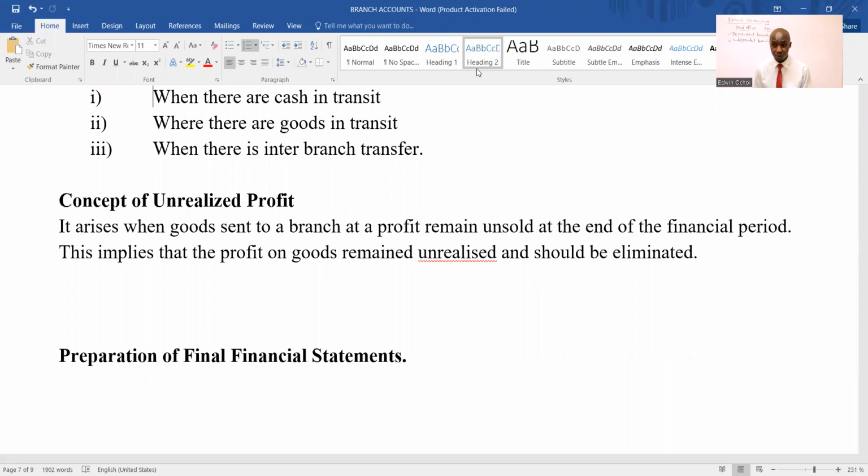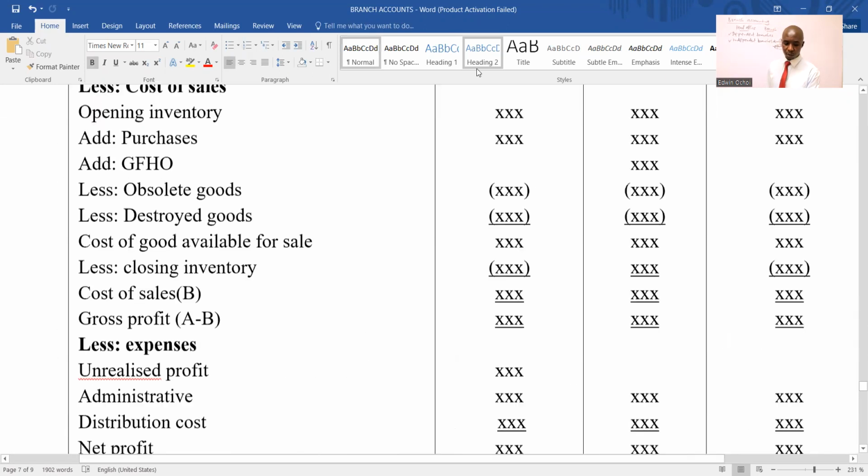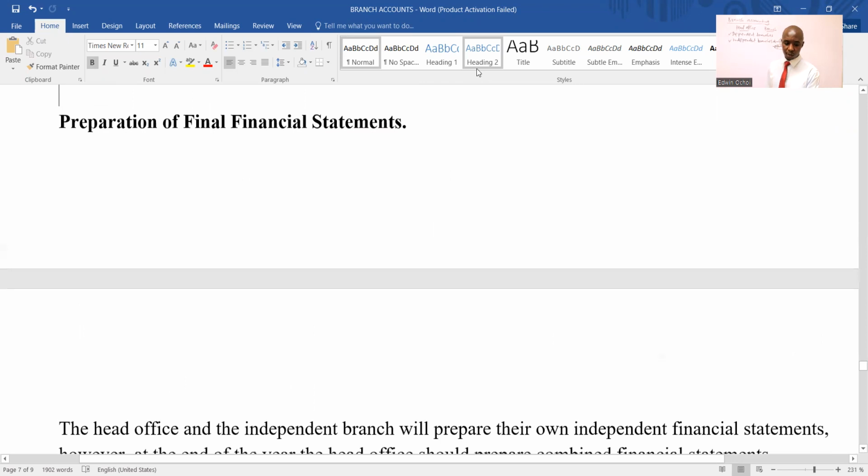Because when the head office was transferring these goods, you will find that it transferred at a profit. So if the branch never resold all those goods, out of the goods which are unsold, there's a profit which would be unrealized. That is the concept of unrealized profit. So we have final accounts to be prepared.